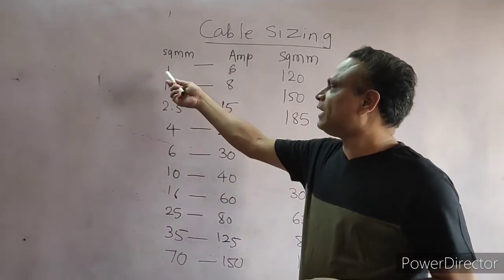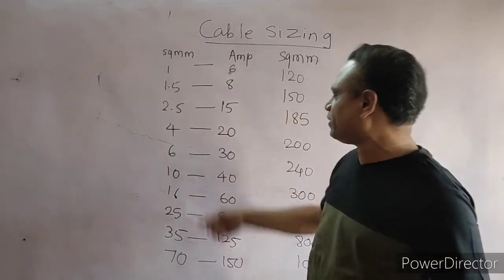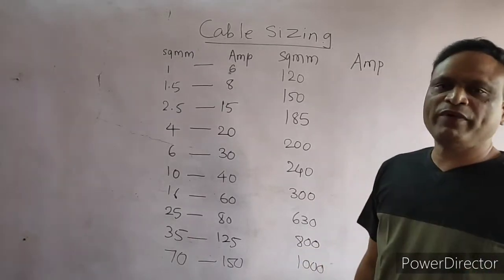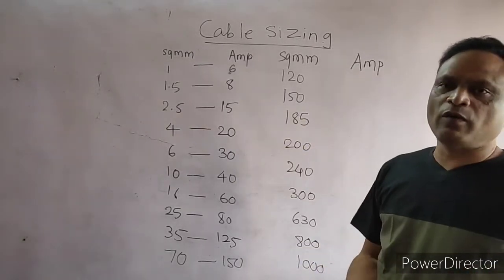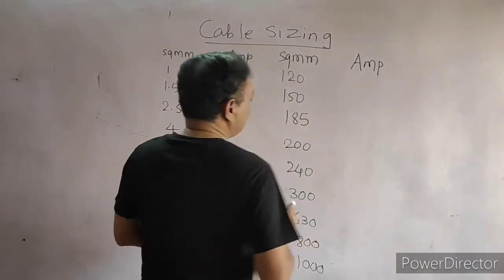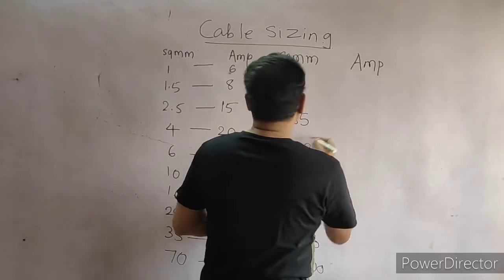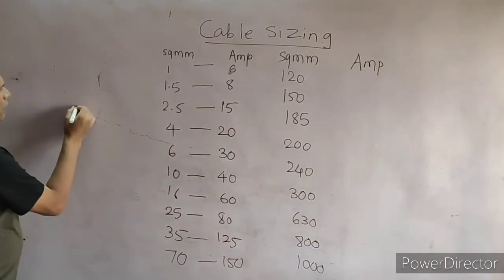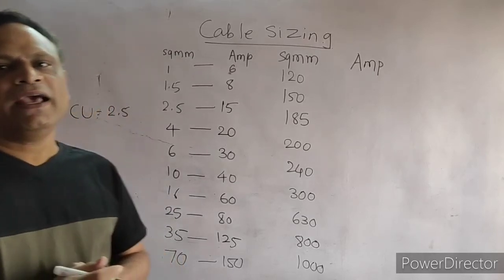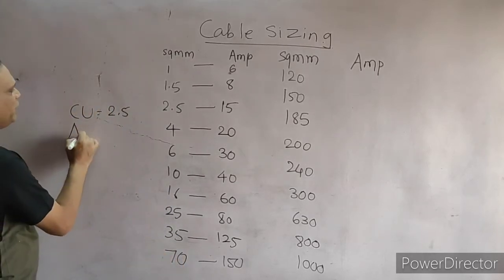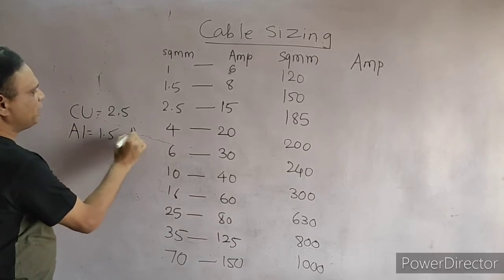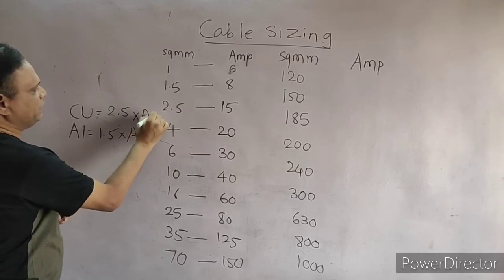Now we'll see that 1 square mm cable carries 6 ampere. This 70 square mm cable carries 150 ampere. Of course this is for the copper cable. So generally we'll keep in mind that the current carrying capacity of a copper conductor is 2.5 times the area of the conductor, while the aluminium conductor takes 1.5 times the area of the conductor. This is the current carrying capacity, right?